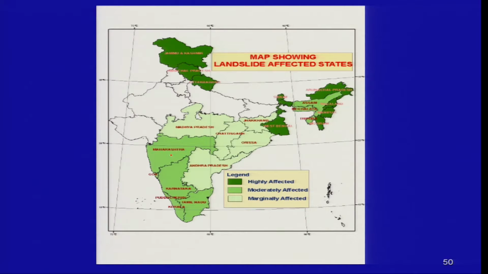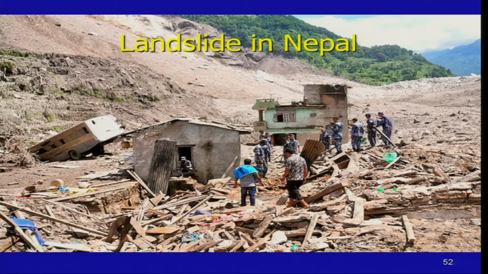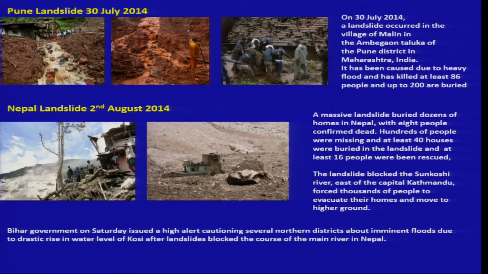So, mostly if you consider this, we have the hilly terrain in this region, okay. And of course, along with that, the rainfall is also more in that area. So, these are a few of the landslides which have been listed here, which occurred in recent years. Disastrous landslides in India. This is from Nepal. This is from Pune in 2014, another again from Nepal in 2014.